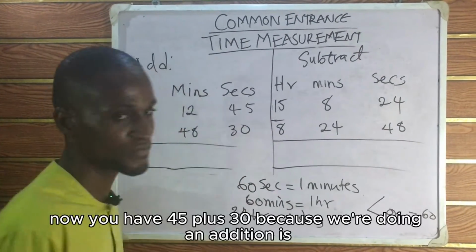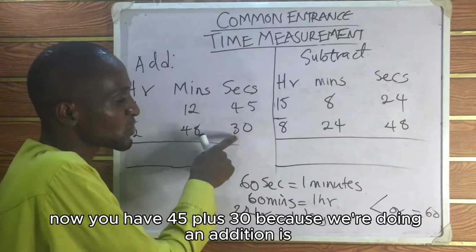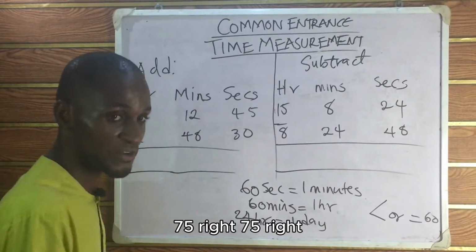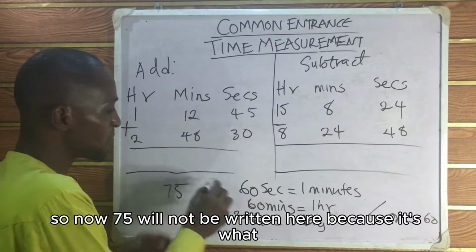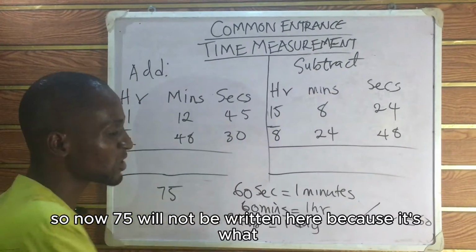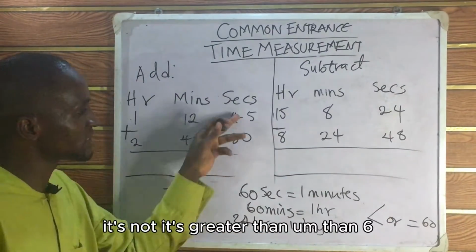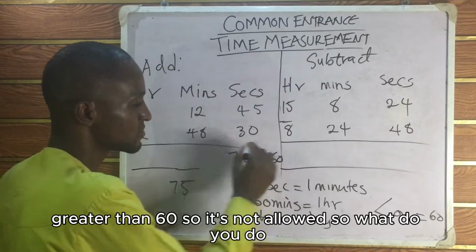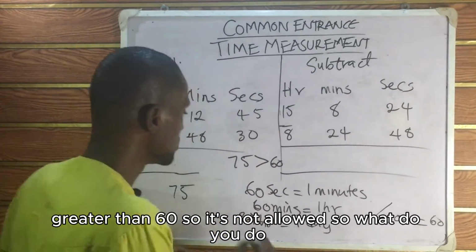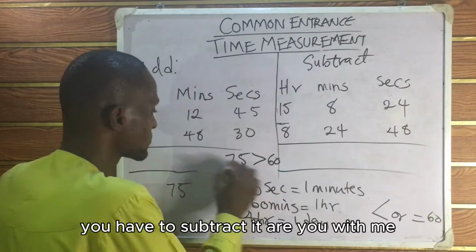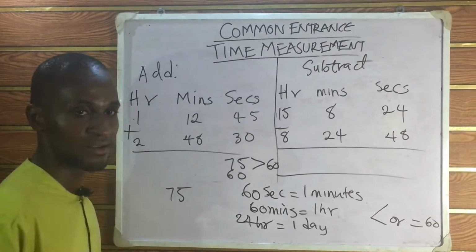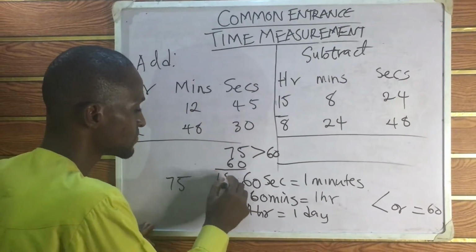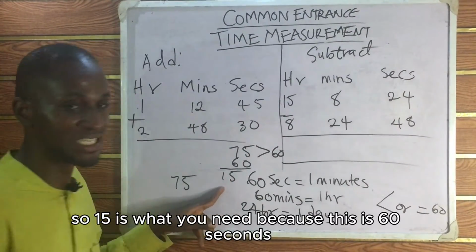So for example, look at this. You have 45 plus 30, because we're doing an addition, is 75, right? So 75 will not be written here because it is greater than 60. So it's not allowed. So what do you do? You have to subtract it. Are you with me? So now 75 minus 60 will give 15. So 15 is what you need.